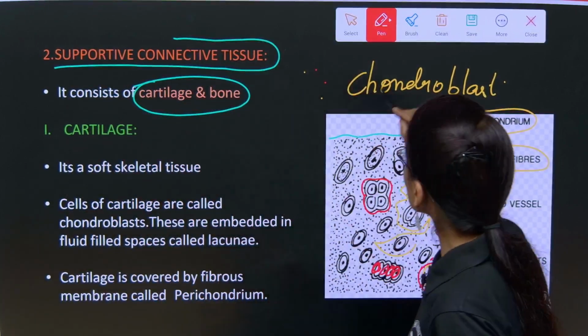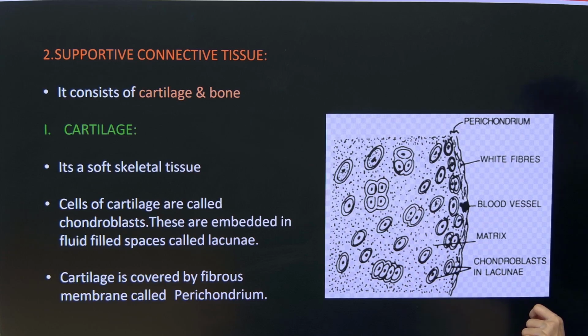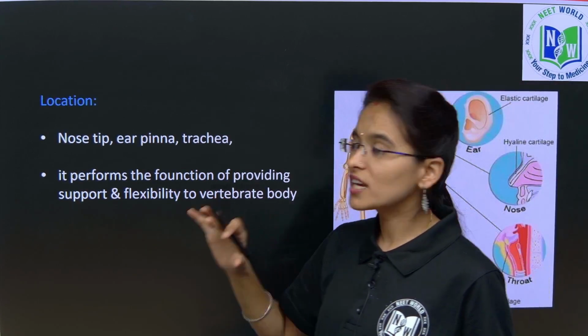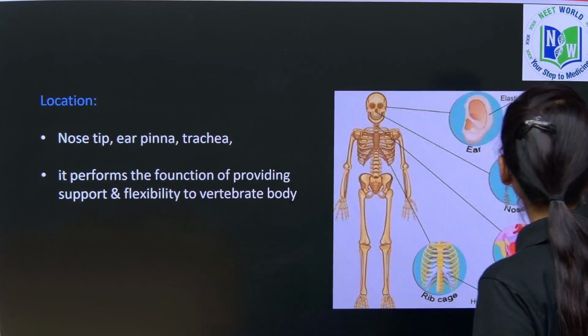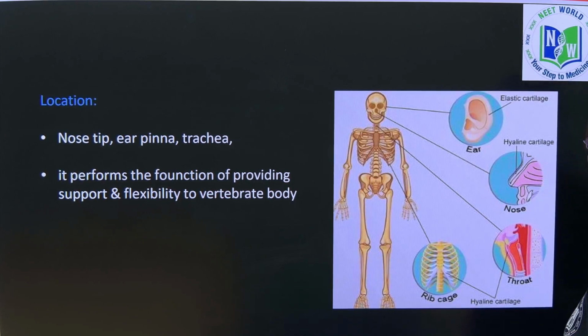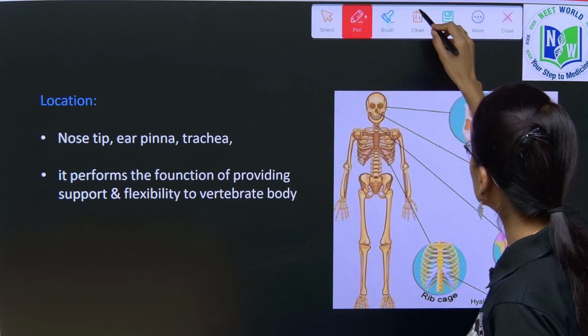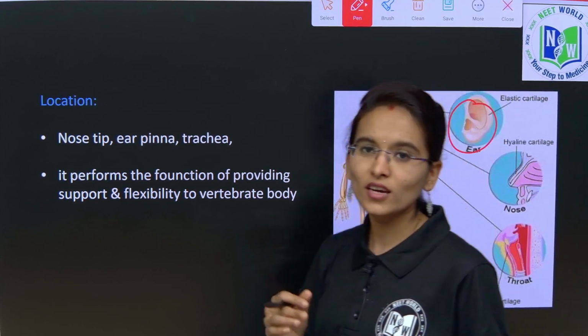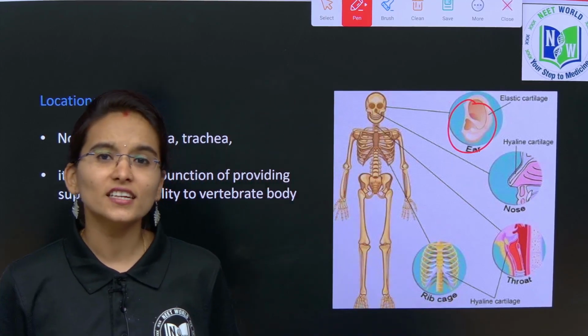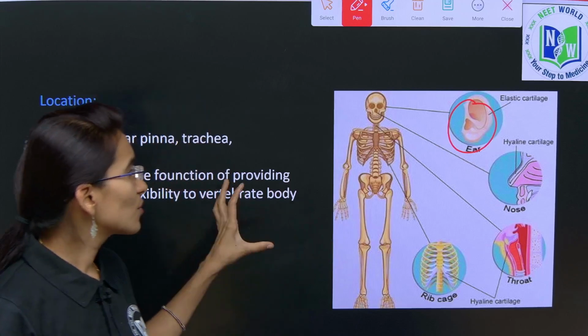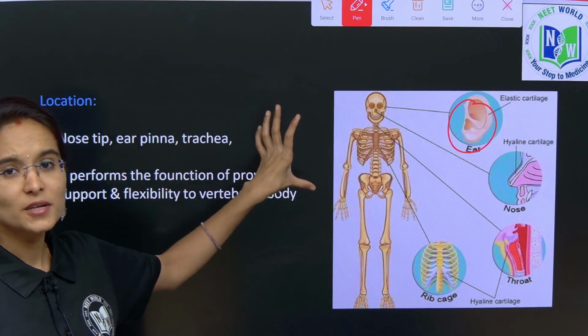Clear with the concept? Next, coming towards the location of the cartilage, we can see the location of the cartilage in different parts of our body, like we can find the cartilage in the ear. That is a very soft skeletal tissue. It is actually going to give flexibility to you.